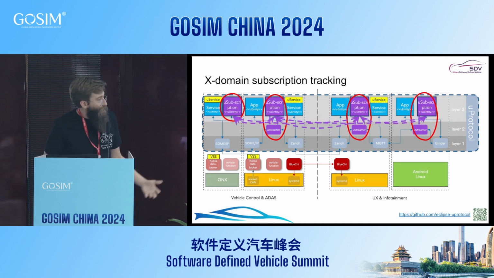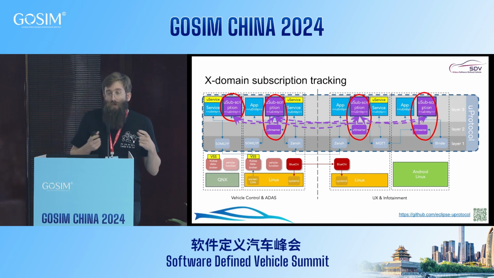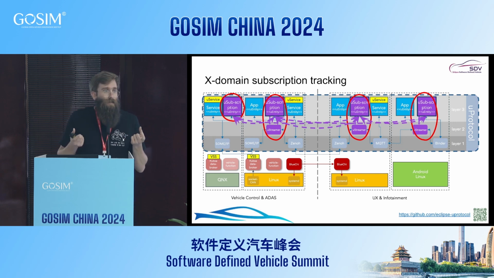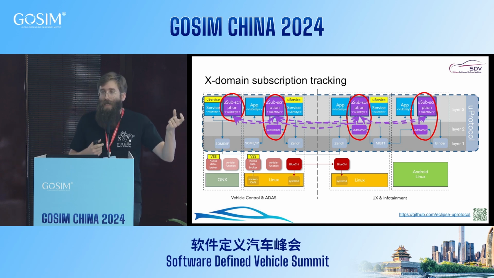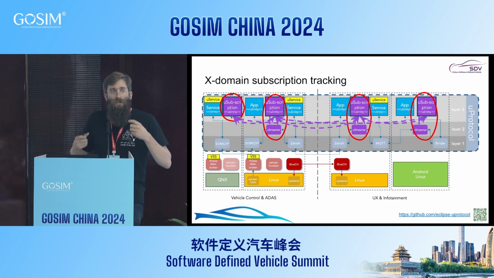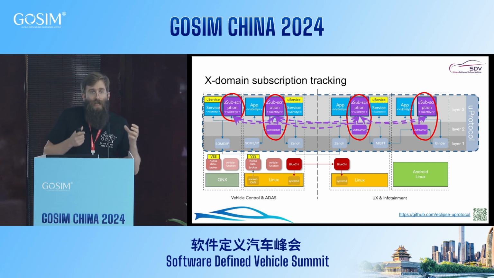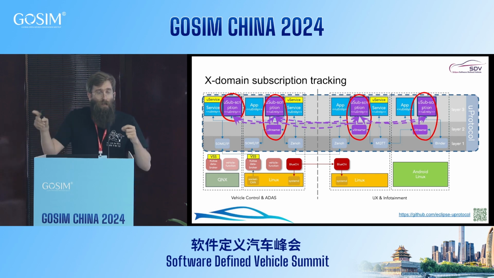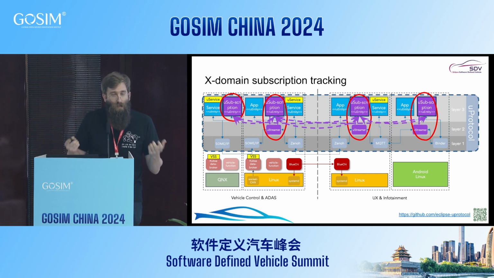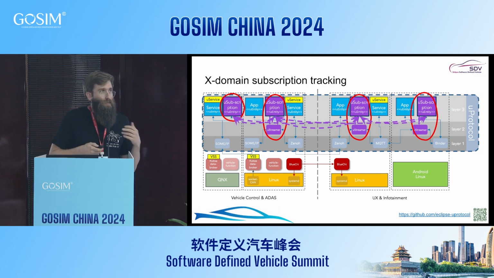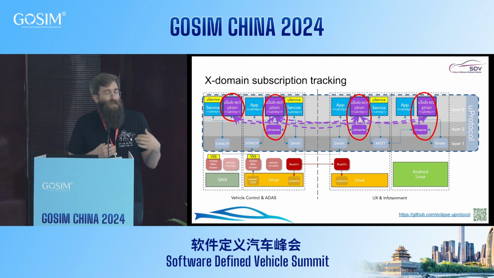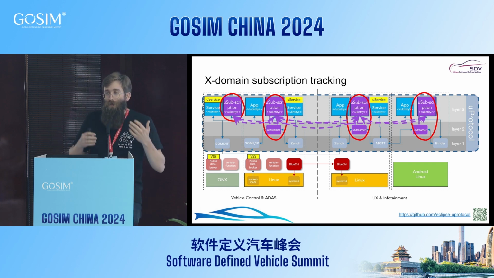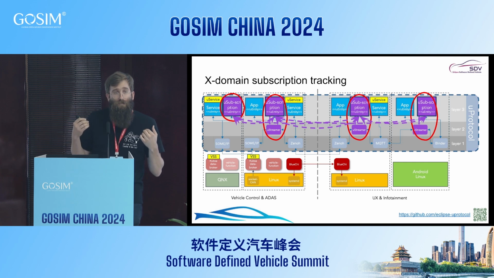Another important key piece is cross-domain subscription tracking. So imagine that you have some app that's on the ADAS compute. It wants to be able to understand, maybe for driver attentiveness purposes, is the driver maybe tapping the screen a lot on the infotainment or something like this? We want to be able to write the app in such a way that on the ADAS compute, we don't have to think a lot about how we're going to get that information out.